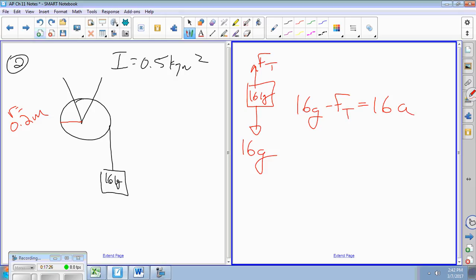From torque, from the wheel. Right? So if I focus on the wheel, then my tension is going to provide the torque, isn't it? So it looks like the torque from the tension is equal to my net torque, right? So I can write it 2 ways. I can write it as I alpha, or I can write it as tension times radius.